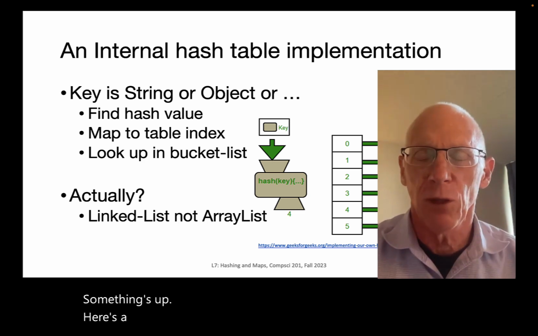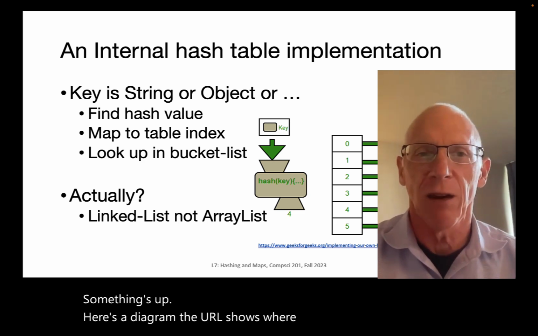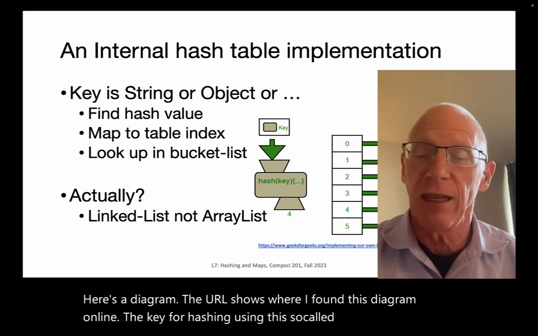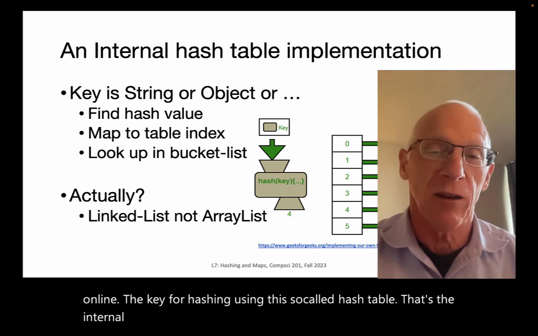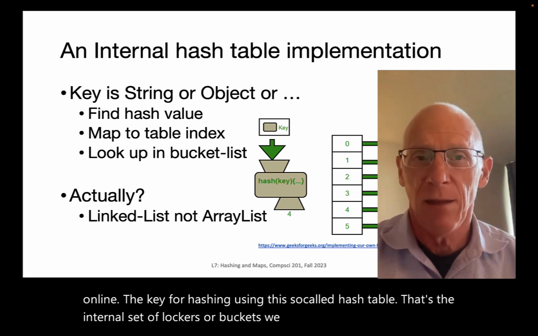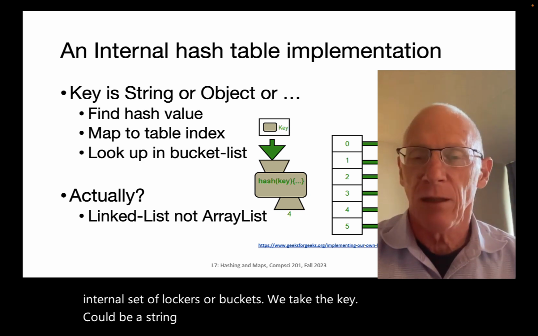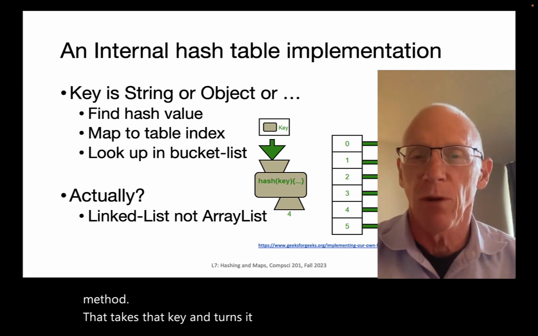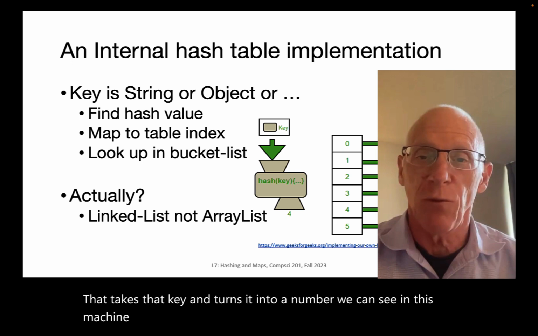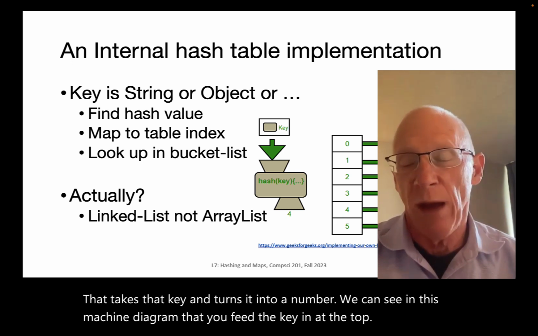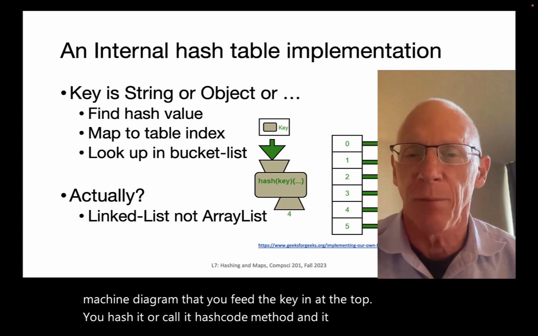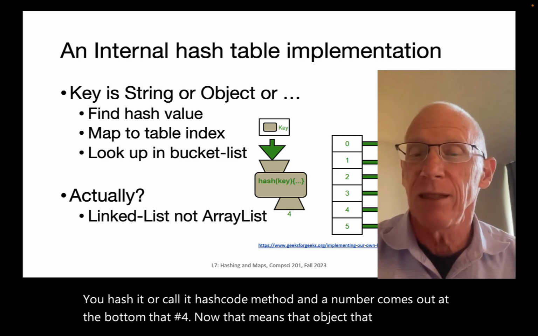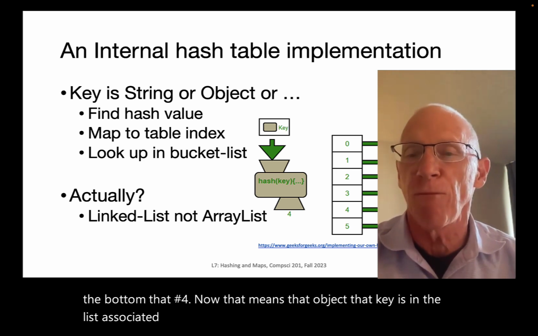Here's a diagram. The URL shows where I found this diagram online. The key for hashing using this so-called hash table, that's the internal set of lockers or buckets. We take the key, could be a string, could be any object. We call its hashCode method. That takes that key and turns it into a number. We can see in this machine diagram that you feed a key in at the top, you hash it or call its hashCode method, and a number comes out at the bottom, that number 4. Now that means that that object, that key, is in the list associated with locker number 4.